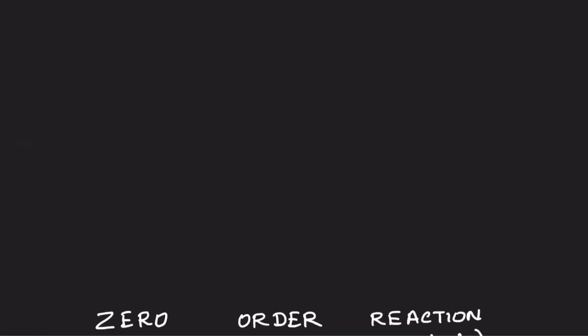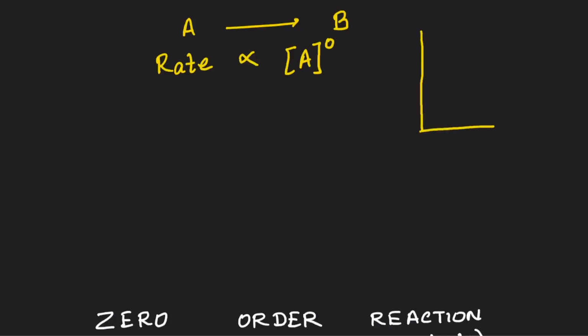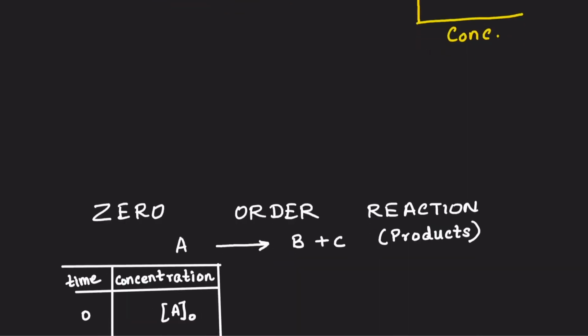So I'm going to first start with the zero order reaction. You remember a zero order reaction? A reaction wherein A changes to B and the rate of the reaction depends upon the initial concentration of A to the power of 0. And 0 means it is independent of the initial concentration of the reactant. So supposing I have to draw a graph of the rate of the reaction against concentration for a zero order reaction, what will be the graph? Think about it.